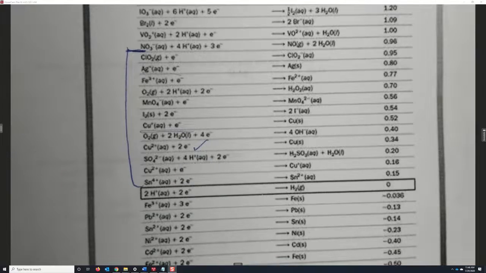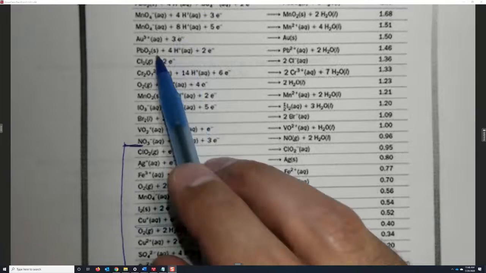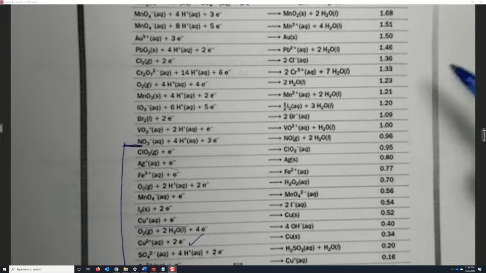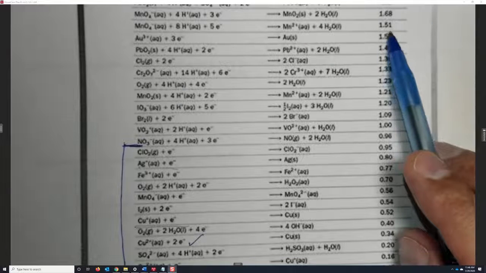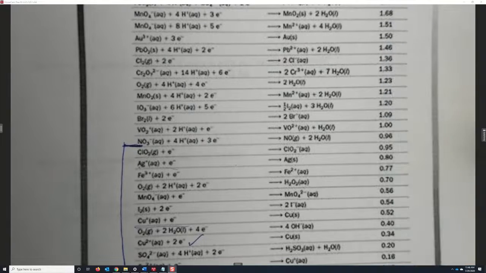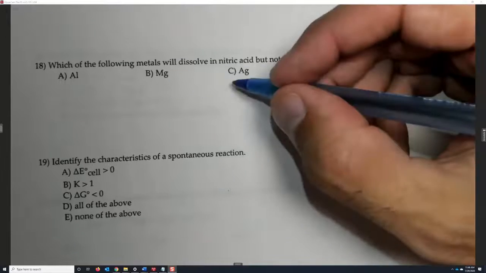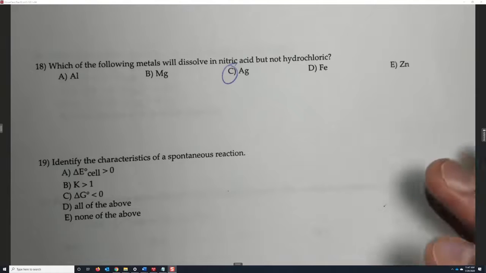If you notice, an interesting thing, gold is way up here. So gold won't dissolve in either of the two acids, nitric or hydrochloric. One of the things that makes gold valuable is it doesn't tarnish easily. The reason it doesn't tarnish easily is it's very high up on the metal activity series, so it doesn't react with very many things. But here the answer is silver because copper is not a choice.